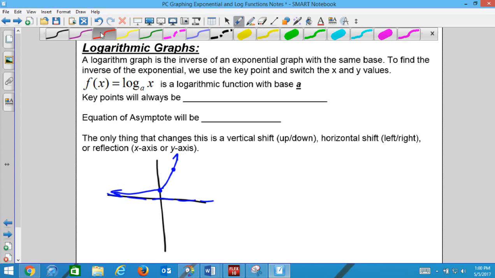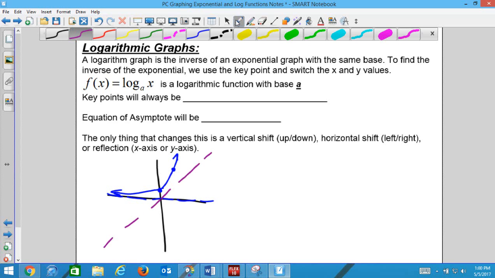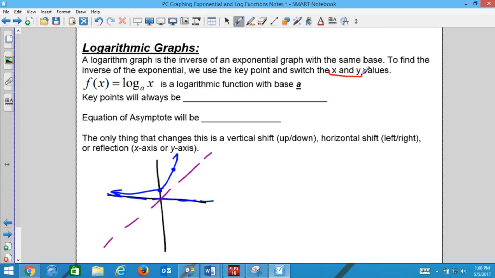Today we're going to do the logarithmic functions, and the logarithmic functions are inverses of the exponential. And we did inverses a very long time ago. Inverses are functions that are symmetric over the y equals x line. Inverses are functions where you take the original function and you just switch the x and y values.